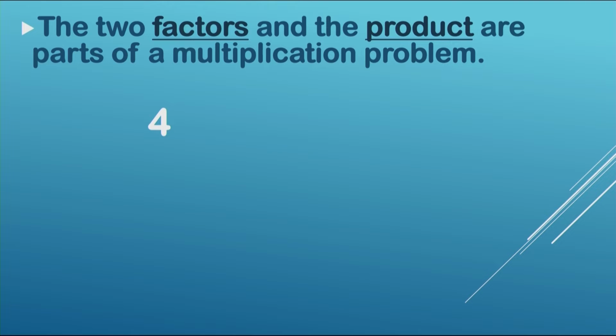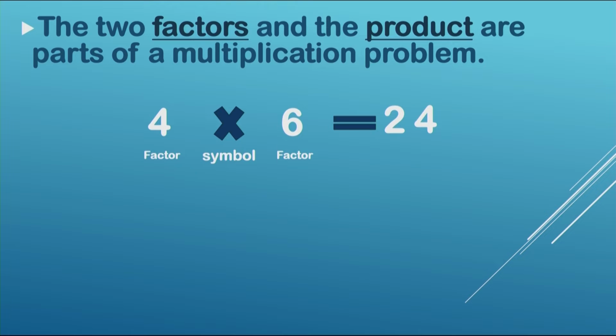An example, 4 is a factor. This is the multiplication sign, which is a symbol. And 6 is another factor. And this is the equal sign. And there we have our answer. 4 multiplied by 6 is equal to 24.